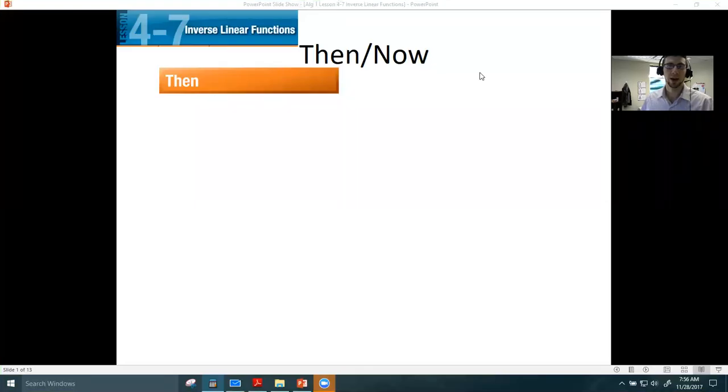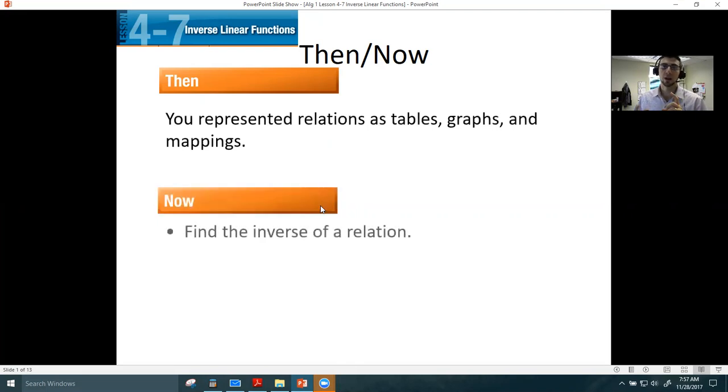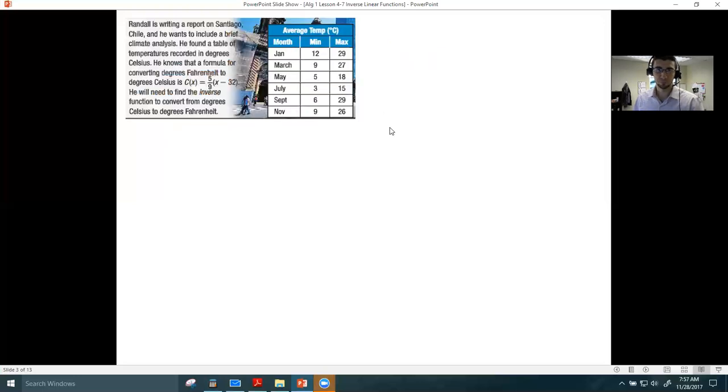All right, guys, we're back with section 7 of chapter 4. This is the last one for this chapter, and it's inverse linear functions. Previously, several chapters ago, we represented relations as tables, graphs, and mappings. Now we're going to find what's called the inverse of a relation and find the inverse of a function. So some new vocab is inverse relation and inverse function.